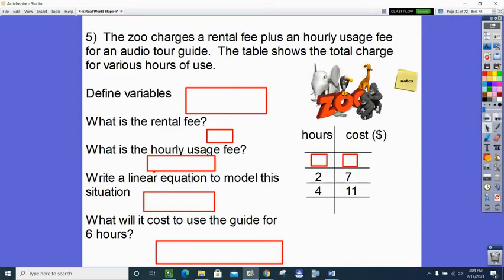Okay, so let's do another one, and we're going to actually go all the way to a graph on this one, and then I think there's one more after this. So let's say you go to a zoo.